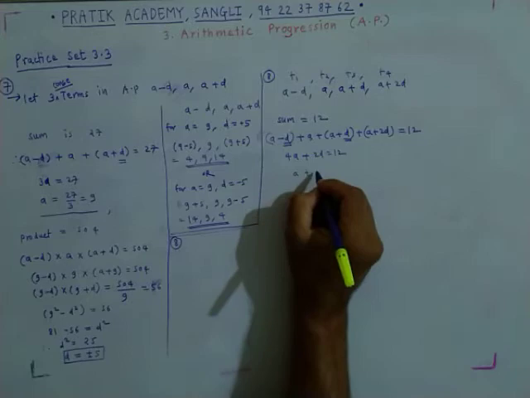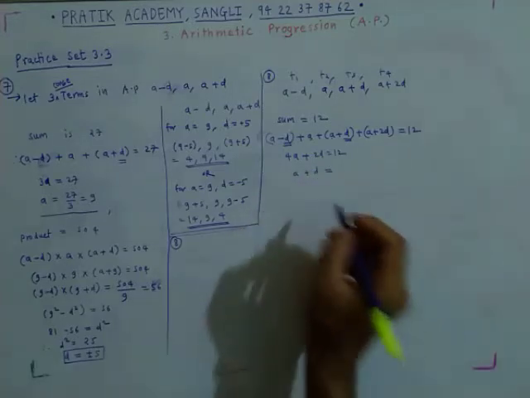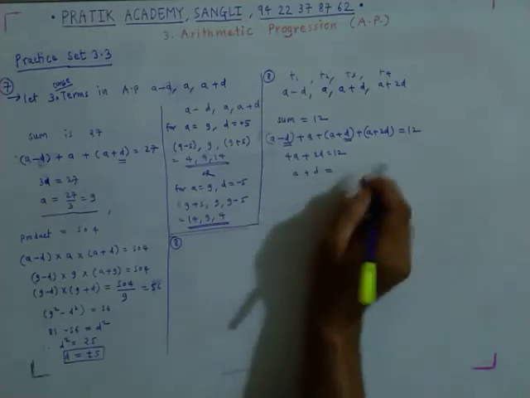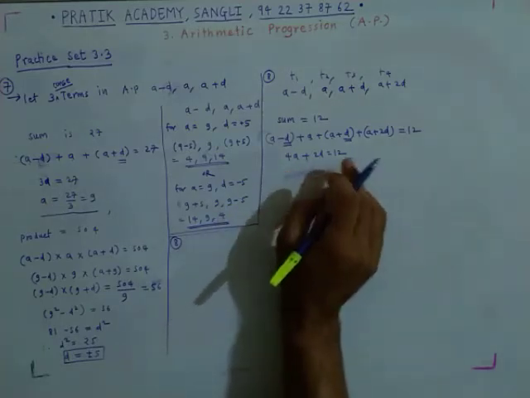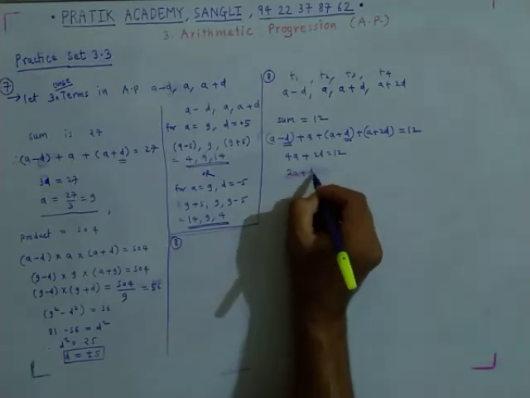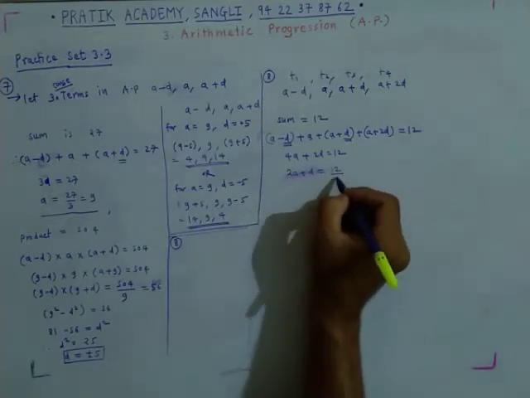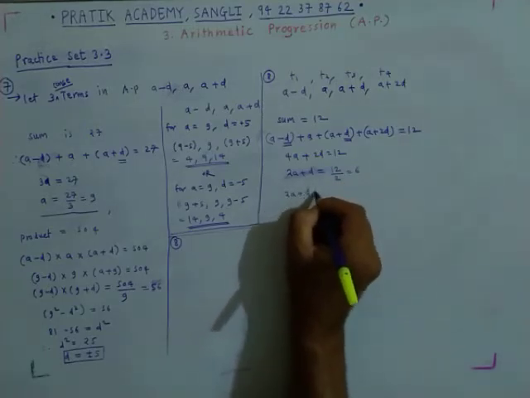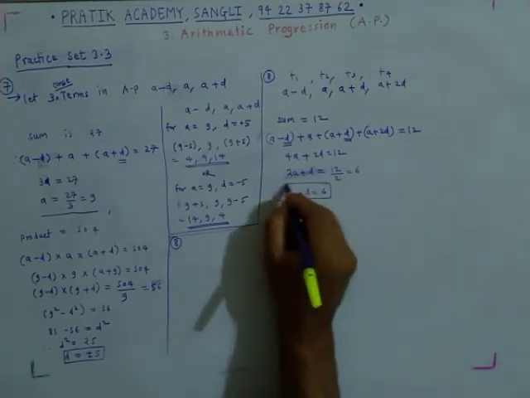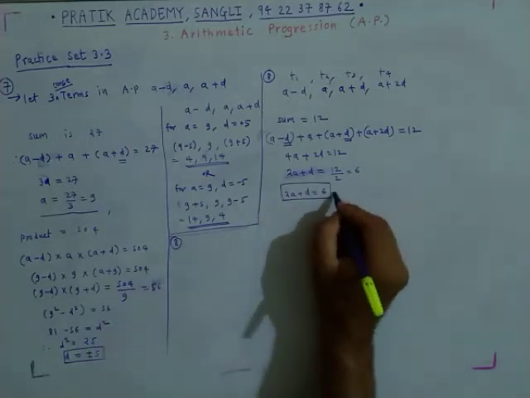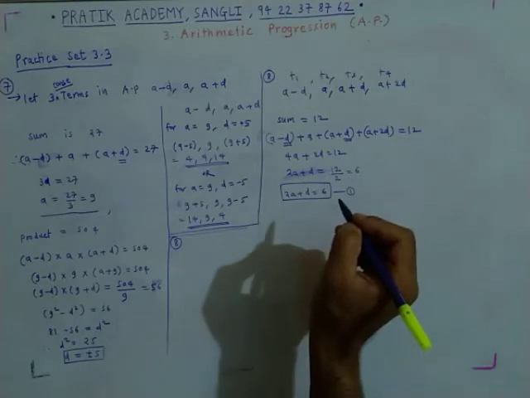That means a plus d is equal to... sorry, 4a plus 2d is 12, so by taking 2 common we have 2a plus d is equal to 12 upon 2, that is 6. 2a plus d is 6, dividing both sides by 2. Call this equation 1.